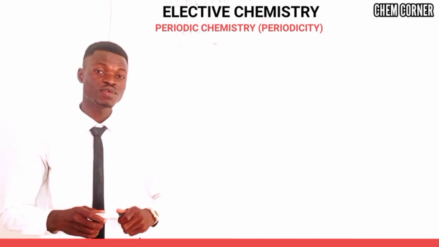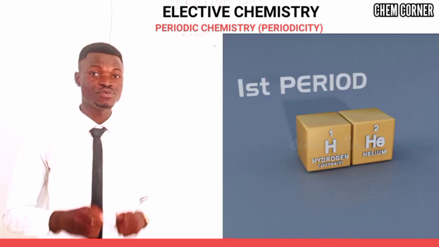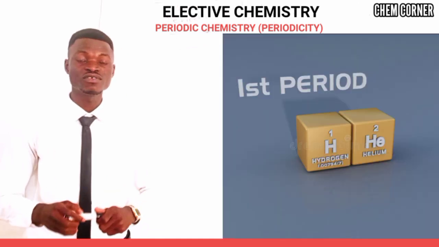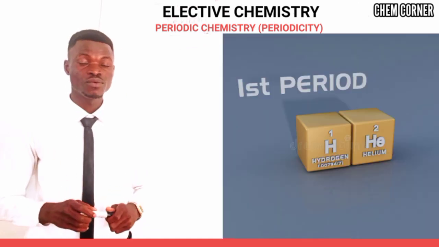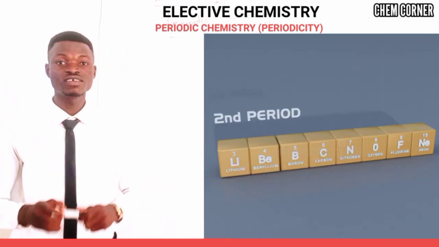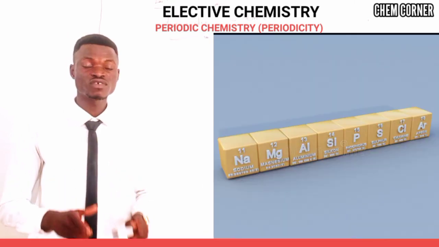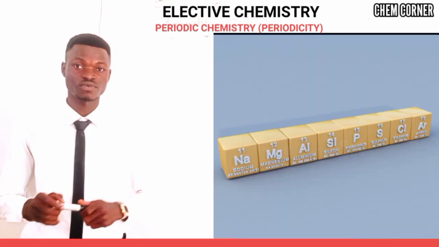We have different types of period on the periodic table. The first period is known as period 1, because they have only one shell. We also have the period 2 elements, which means those elements have 2 shells. We have the period 3 elements, meaning those elements have 3 shells.